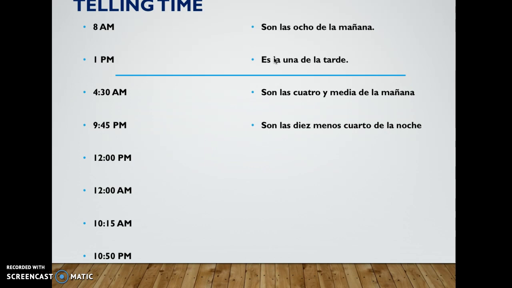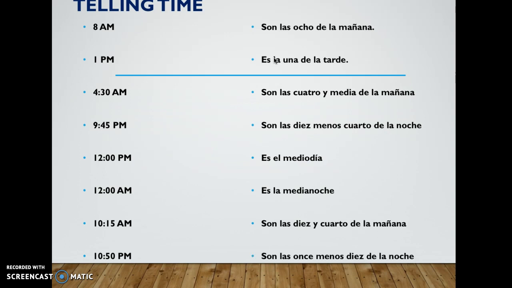12 p.m. Noon. Es mediodía. Midnight. Es medianoche. 10:15. Son las 10:15 de la mañana. Y 10:50. That's 11 minus 10. Son las 11 menos 10 de la noche.